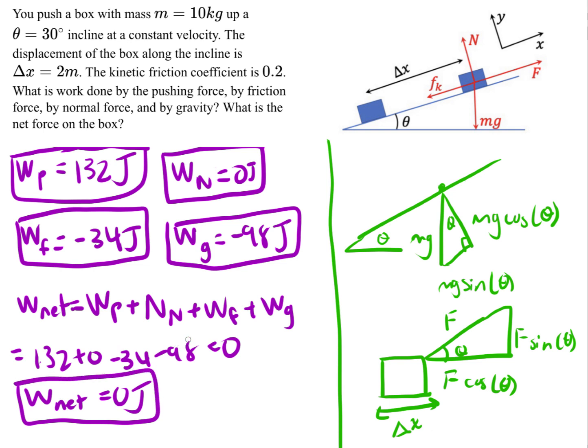And then this makes sense because it is going up at a constant velocity. And so the change in its kinetic energy is 0, since it still has the same mass and the same velocity. And the kinetic energy equation is 1/2 mv squared, and none of those variables have changed. And then by the work energy theorem, work is equal to the change in kinetic energy. And there's no change in kinetic energy, so the net work is equal to 0 joules. And that is how you solve this problem.